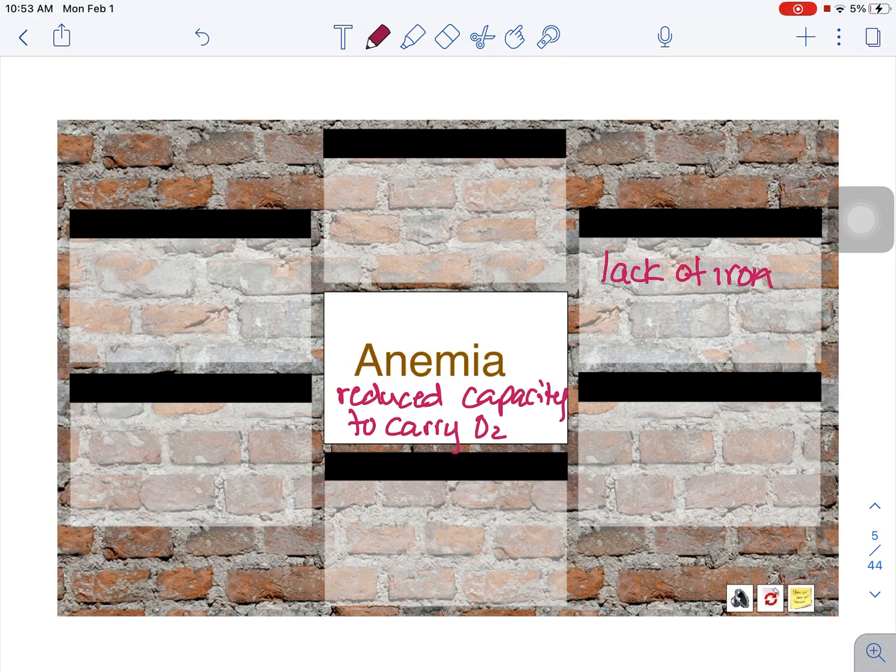So if we go back, remember iron is part of hemoglobin, and that's what has affinity for oxygen. So if you don't have enough iron in your diet, you can have anemia, because that hemoglobin doesn't work. Lack of iron can be from diet; meats, fish, things like that have iron. So that can be a problem for anemia.